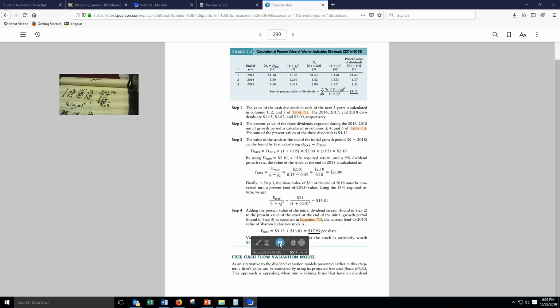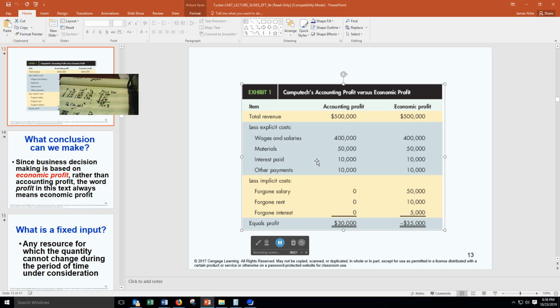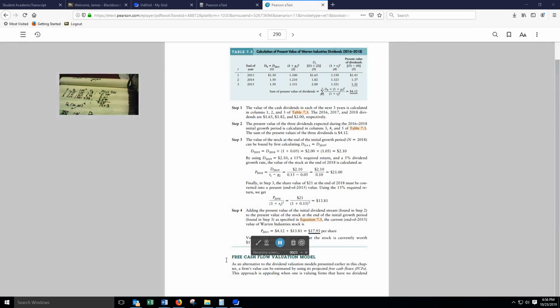Today, we're going to work on what's called the free cash flow valuation model. Free cash flow valuation model.